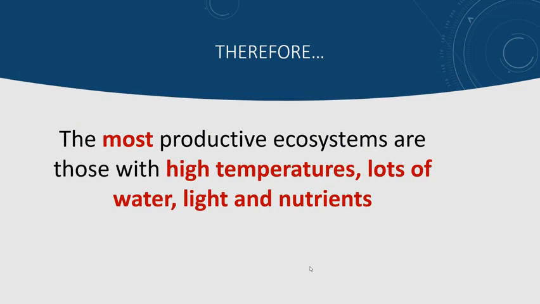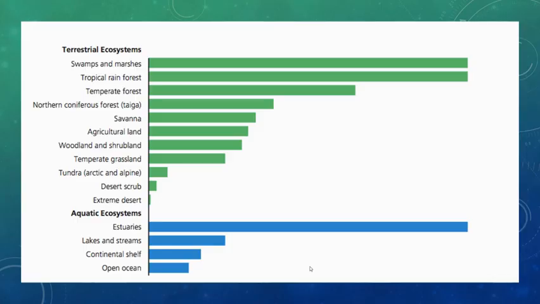So we'll look at the most productive ecosystems as those having high temperatures, lots of water, lots of light, and lots of nutrients. Some examples of more productive ecosystems: rainforests, swamps, and marshes have lots of all of these things, high temperatures, water, nutrients. Deserts and tundra don't have all of these things. They're very dry. Tundra is very cold. And when you take into account other aquatic ecosystems, estuaries are very productive, but the ocean is not as productive.